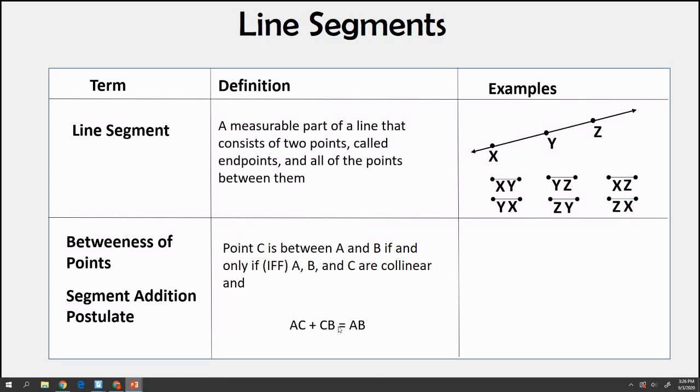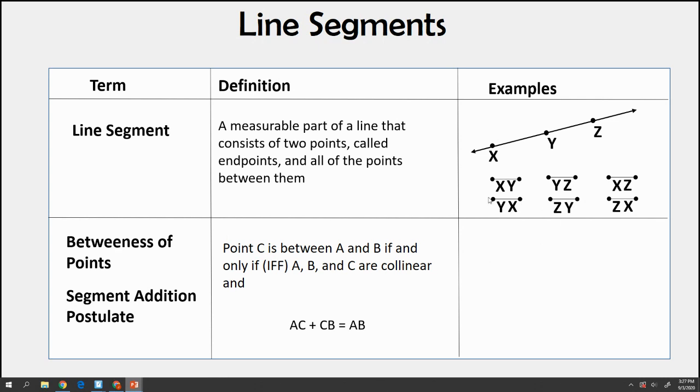Now, I want to point something out here real quick. When we write two letters next to each other like this, AC, this represents the distance from point A to point C, and that's a number. So AC is really a number. CB is the number that represents the distance from C to B. And AB is the number, the distance from A to B. That's why we can write this in an equation.